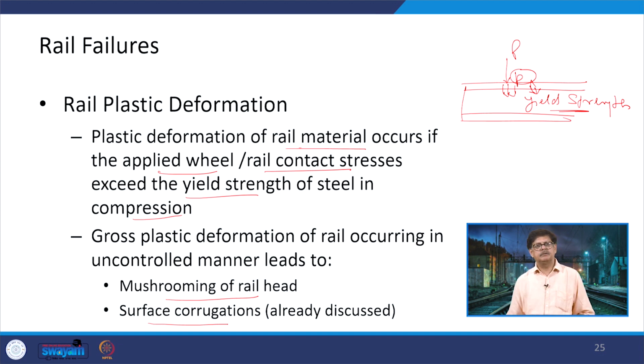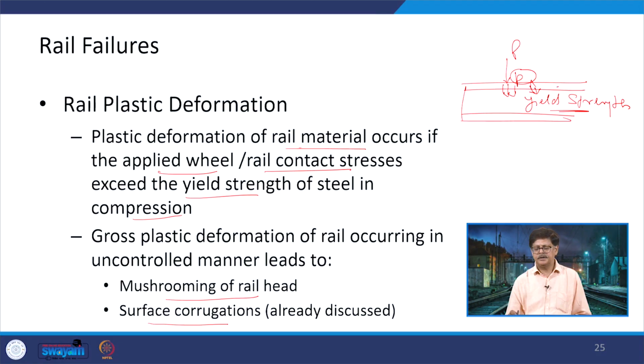When we were discussing corrugations, at that time we talked about this plastic deformation, and then after the train has moved away, we said that the rail hardens and finally the corrugations remain in this form. There is a flow of the material because the load has come here. It has gone into the plastic condition, and as the wheel moves, it takes the material in front in the forward direction, and that is how the waves get created.